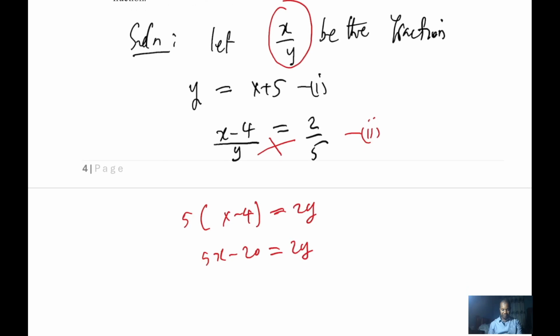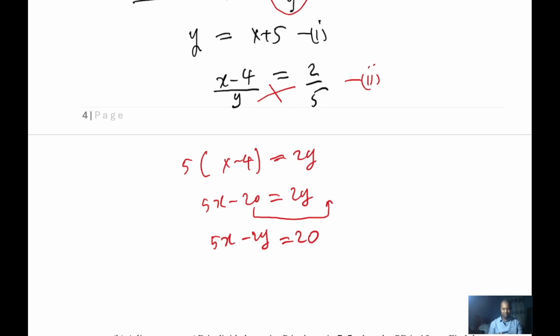So a bit simplified, the equation now will be 5x minus 2y. I'll be taking this to the other side. So this is equal to 20. And this is actually a more simplified equation number 2. So we have this equation, and we have equation number 1 here, y equals x plus 5.